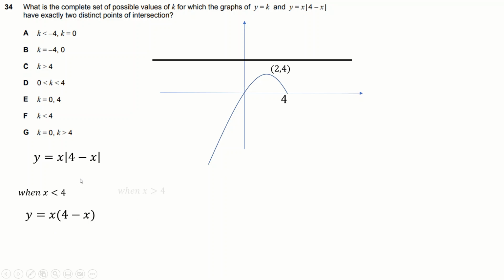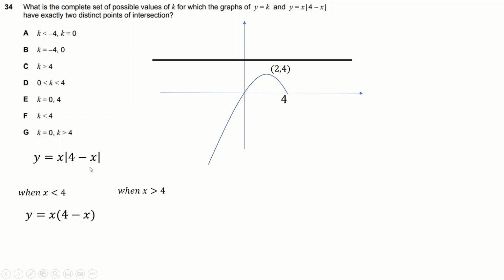Now, when x is greater than 4, you've got 4 minus 5, for instance, and this thing is a negative. And what absolute values do to negatives is they times by minus 1. So, for example, if you have negative 6 in an absolute value sign, you just times negative 6 by negative 1 to give 6, and you get the answer of 6.